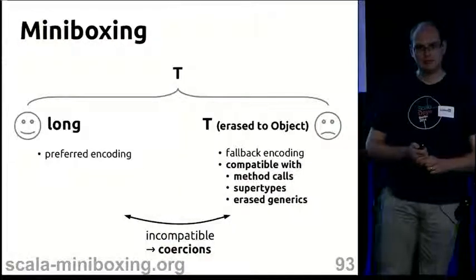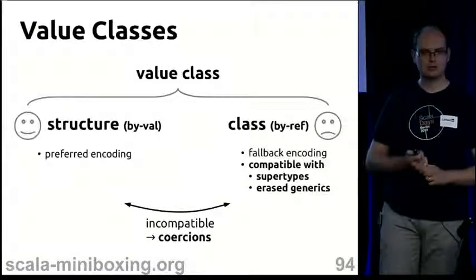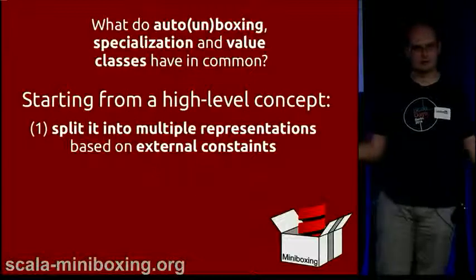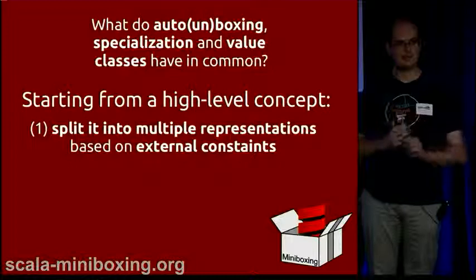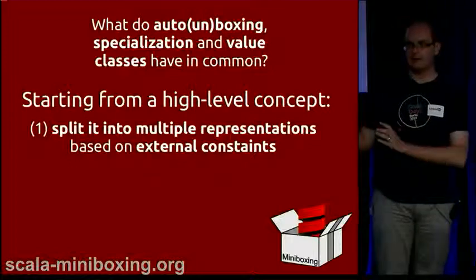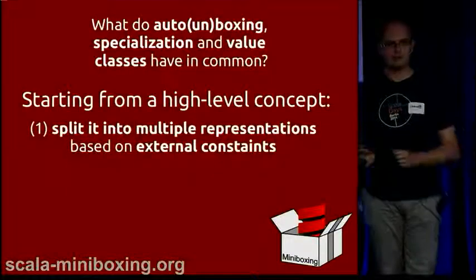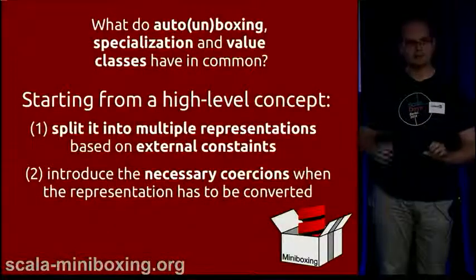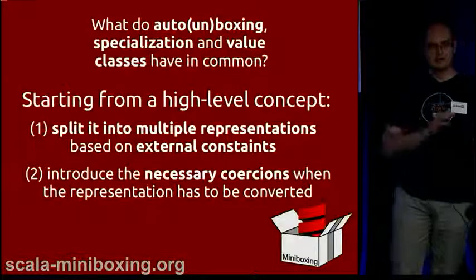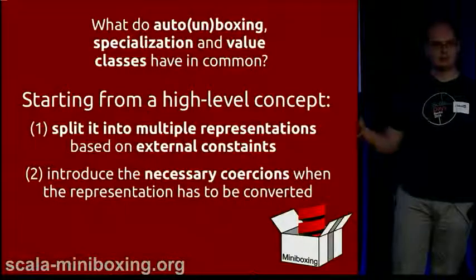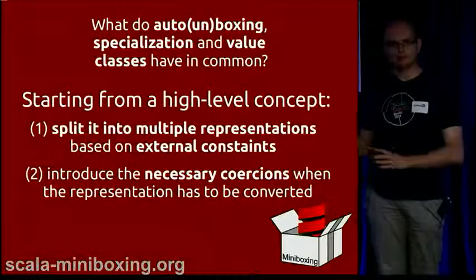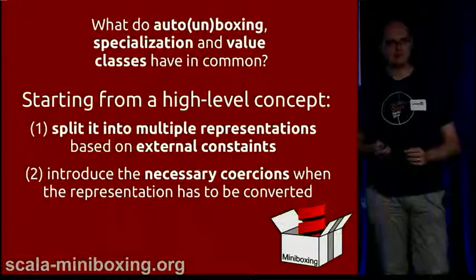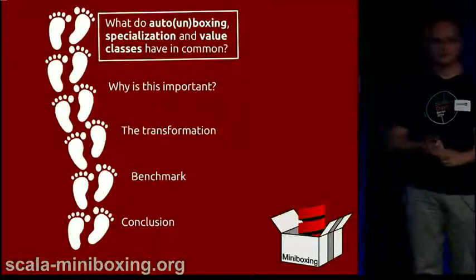Looking at autoboxing, at miniboxing and specialization, at value classes, they look very much alike, right? Starting from a high-level concept, we first of all split it up into different representations. This concept is presented to the programmer as one entity, but in the end, after the transformations, there are multiple versions, multiple representations for that. Each of the representations fulfills a certain compatibility requirement, like with generics, with methods. That's important because we're in a language, and the language has multiple features. So each representation has a feature that it will interact well with, and some with which it won't interact at all. And then we introduce the necessary coercions between the representations. Okay, so that's the first time you'll get to see the outline.